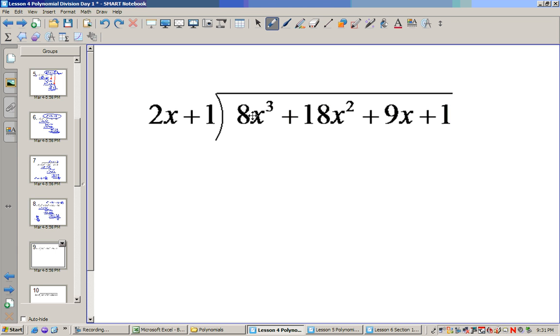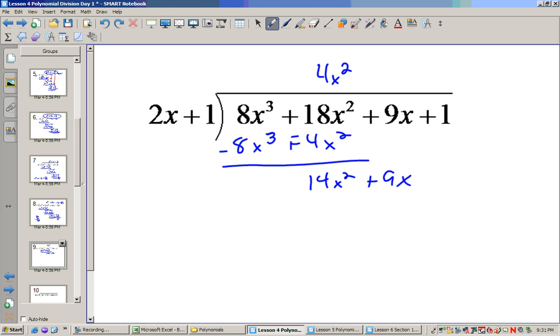Hopefully you're done. 2x times what is 8x to the third power? That would be 4x squared. So now I have 8x to the third power plus 4x squared. When I subtract it out, we'll have 14x squared plus 9x.